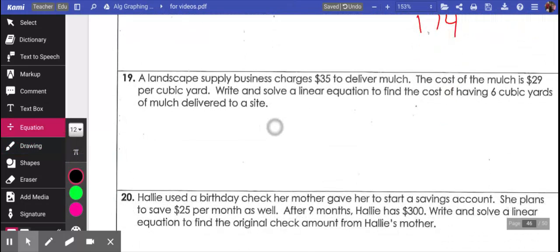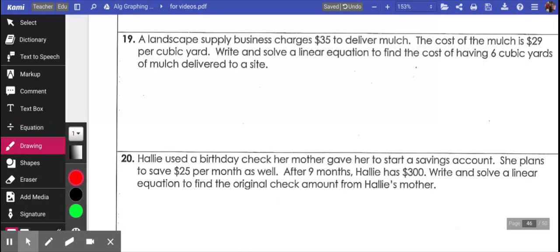19, when you do it, you should get 209. And then 20, when you do it, you should get 75. And the test will be like this, where they're random. It's not going to say point slope formula or two points, you're going to have to figure that out. So this is a good challenge for you on these 4. I know that was a long video.